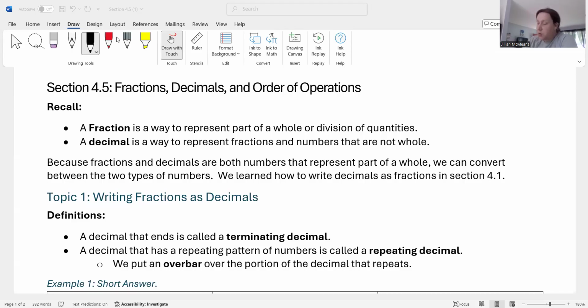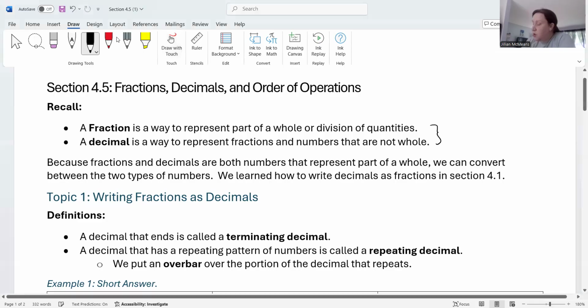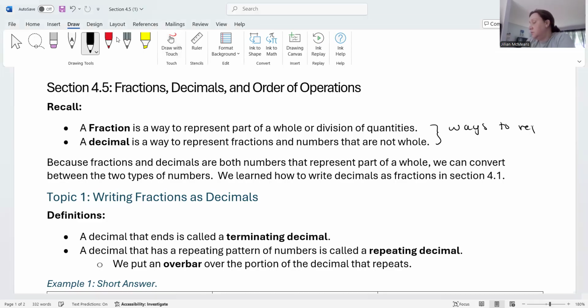So essentially, both fractions and decimals are ways to represent part of a whole. And because of that connection, because fractions and decimals are just different ways to represent part of a whole, we can convert between these two types of numbers. We already talked a little bit about writing decimals as fractions. We did that way back at the beginning of this chapter.